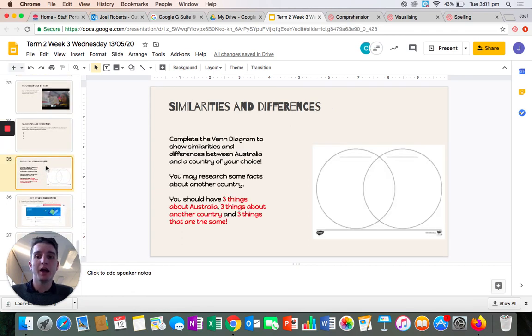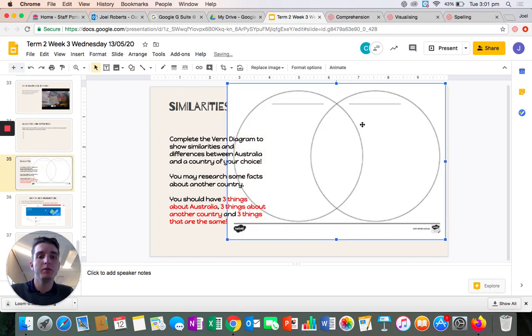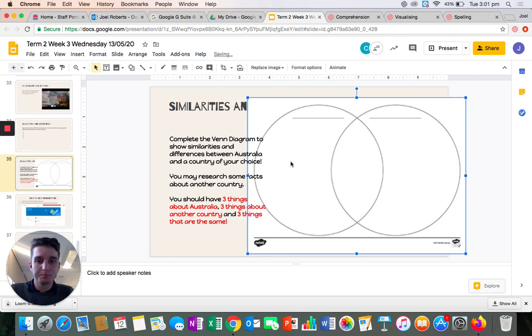And then you have another activity to complete from your Learning from Home pack. It's a Venn diagram. Now, with Venn diagrams, I'm just going to make this a little bit bigger just to help you. Hopefully this works. Cool. With a Venn diagram, you are going to find some similarities and differences between Australia, the country that we live in, and another country of your choice.